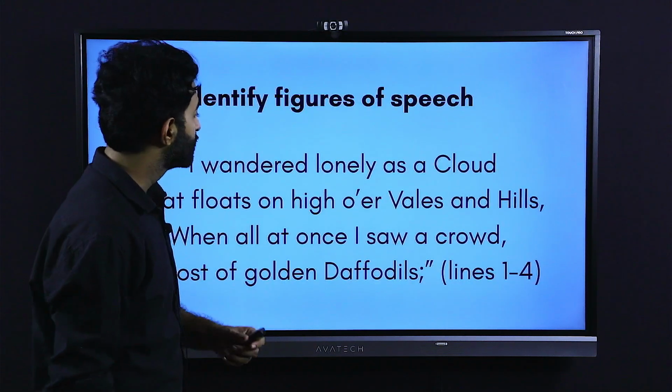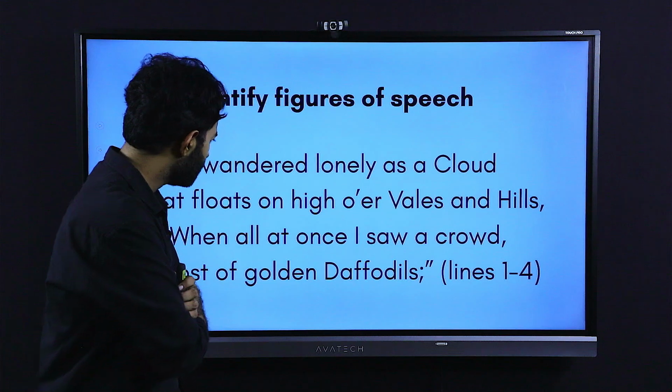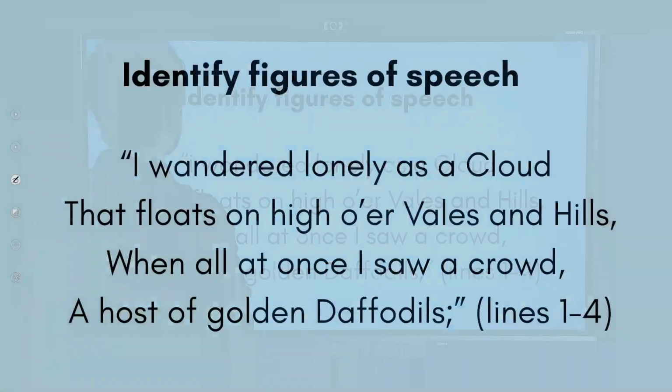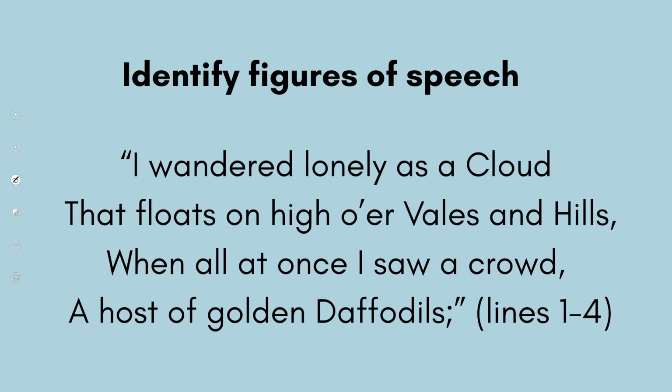All right. So here is line 1 to 4 of a poem by Wordsworth. All you have to do is identify figures of speech. Let's read it. I wandered lonely as a cloud that floats on high over vales and hills, when all at once I saw a crowd, a host of golden daffodils.